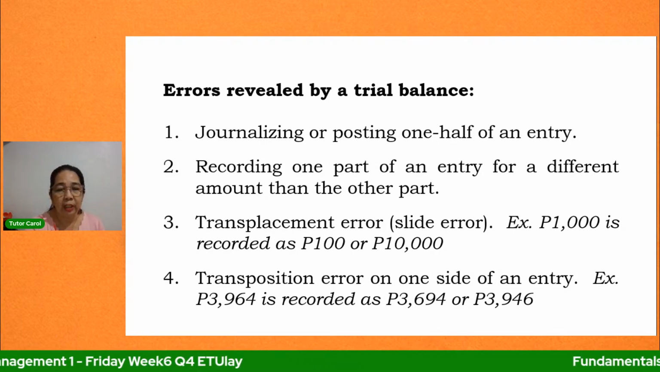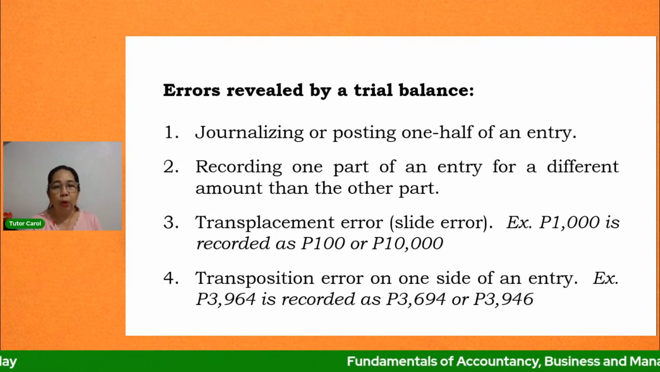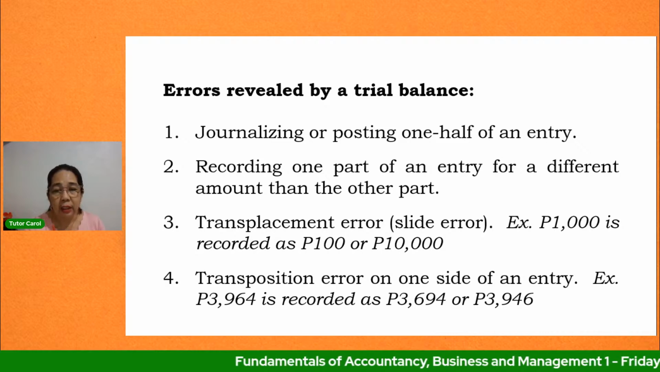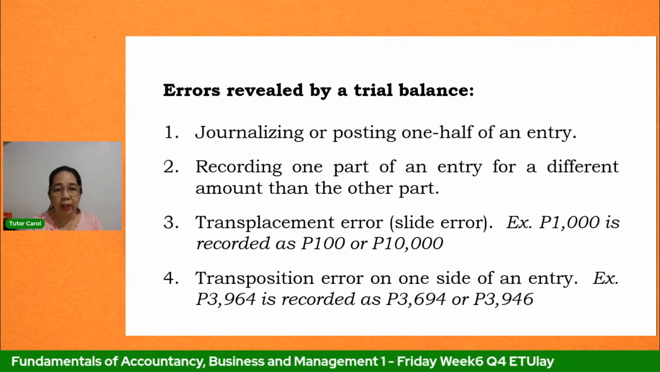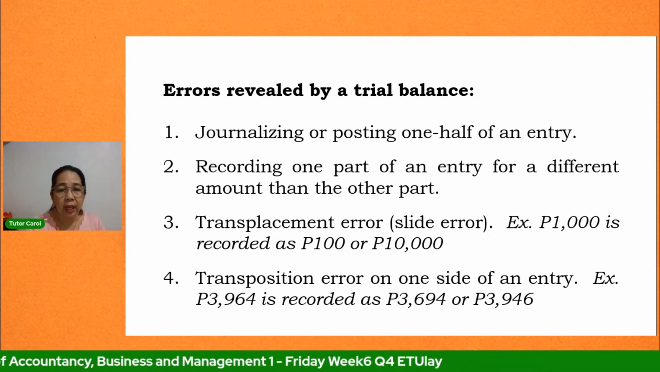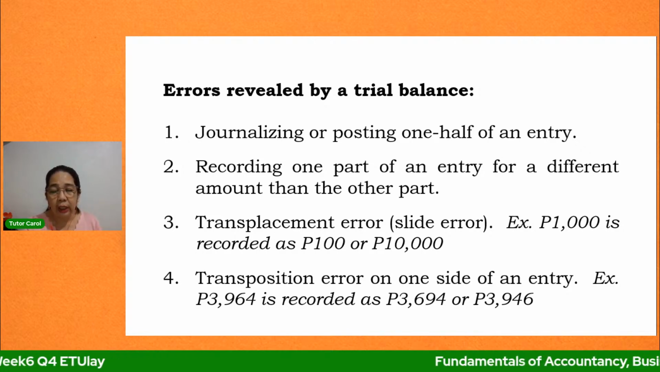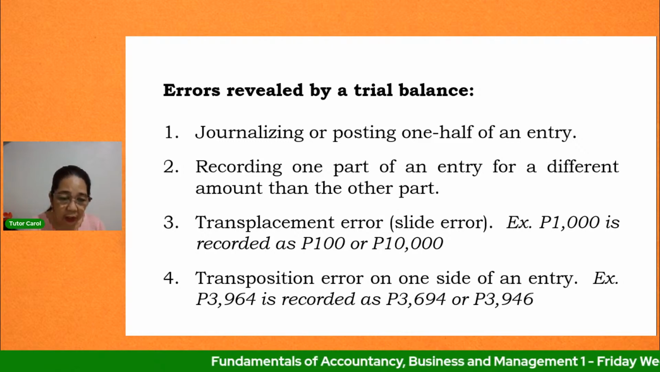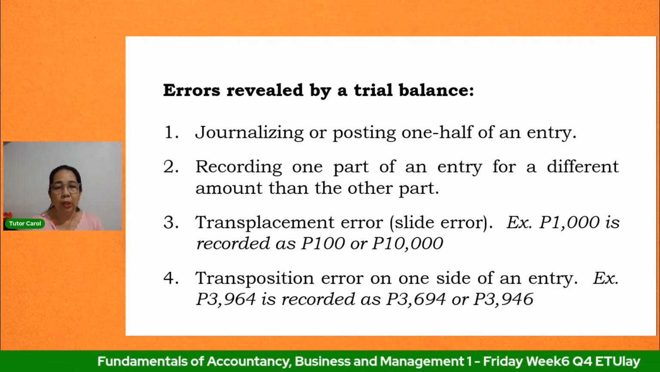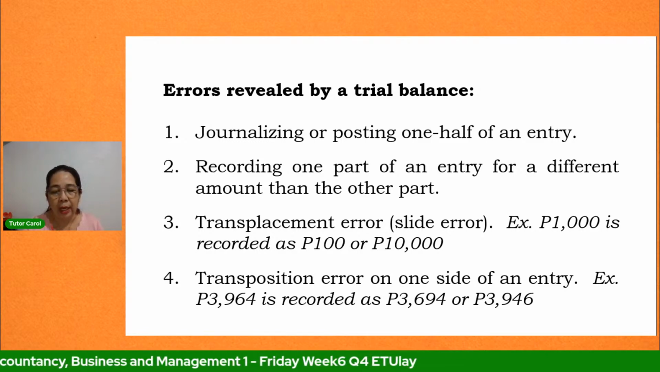So, that's transplacement error. And number 4, transposition error on one side of an entry. Example, 3,964 is recorded as 3,694 or 3,946. Okay, nagkakabali-baliktad ka na. Nagkakaduling-duling ka na sa kakatitig mo sa numbers. Okay, so yan yung mga errors revealed by a trial balance.